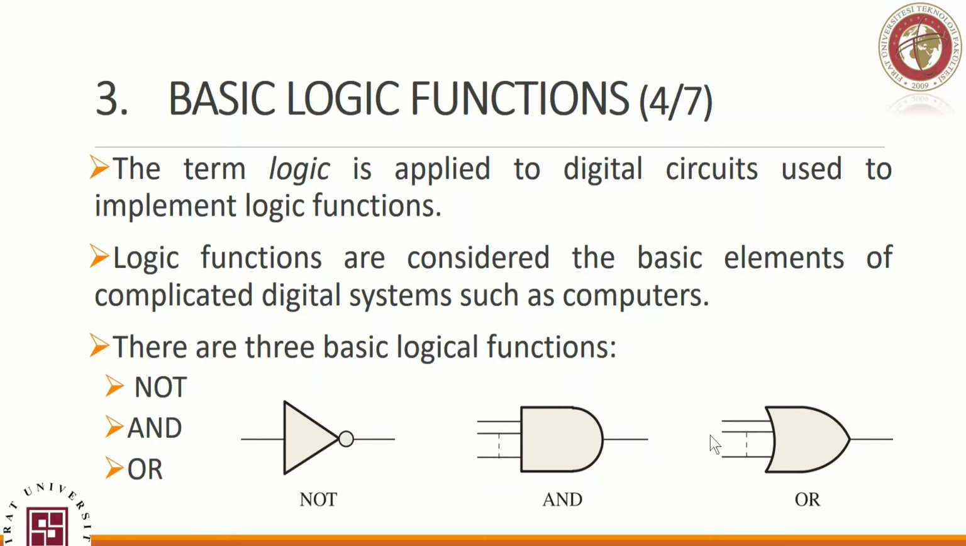OR also has a number of inputs, so it allows the combination of a number of inputs. We have just one output for these gates, all of them, but different inputs, and these inputs allow us to go for combination. OR is unlike AND. If any of the inputs is high, or all of them are high, then the output is high. Otherwise, if all of them are low, then the output is low.